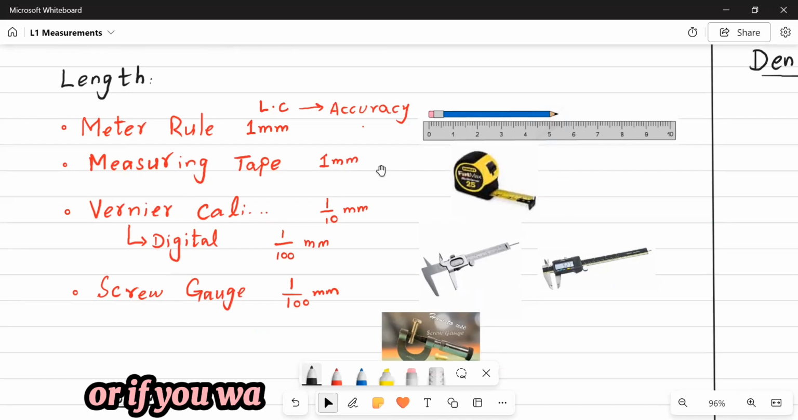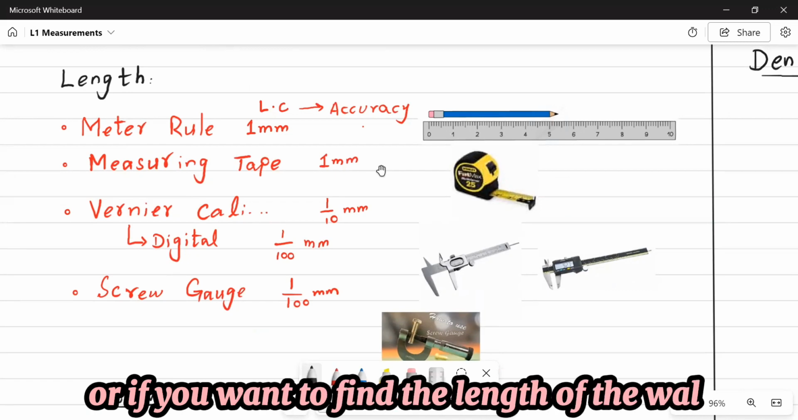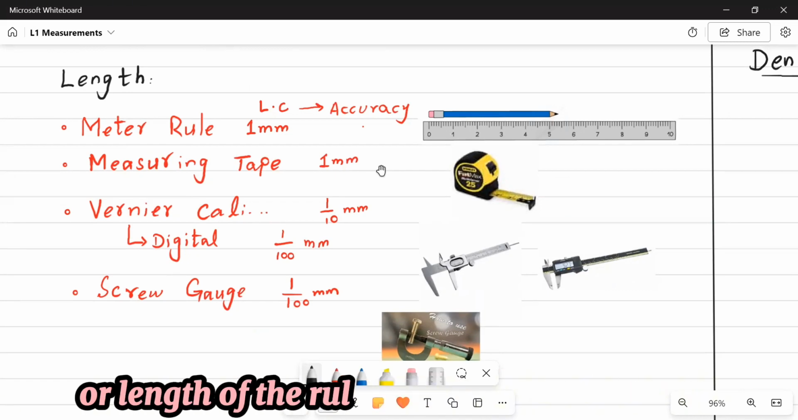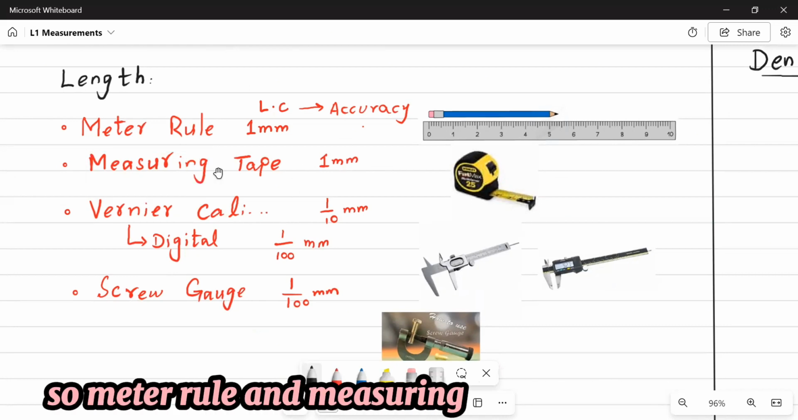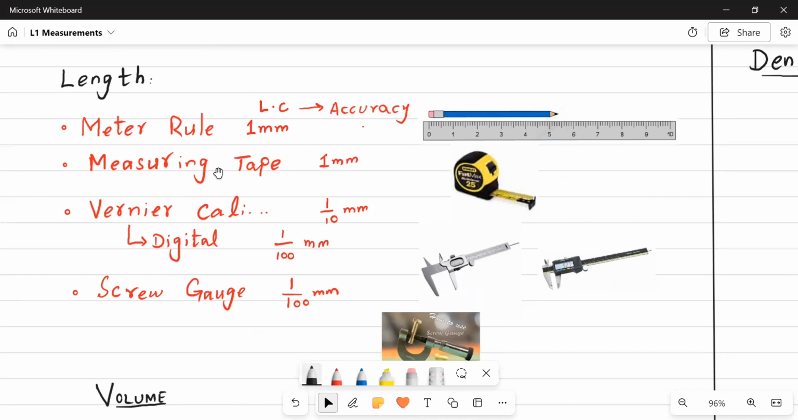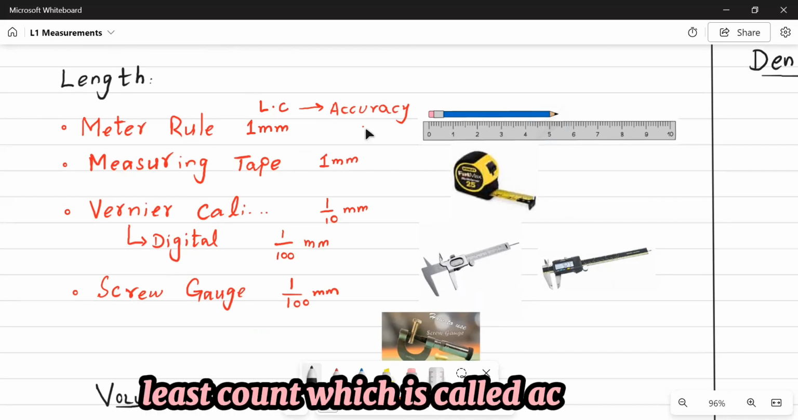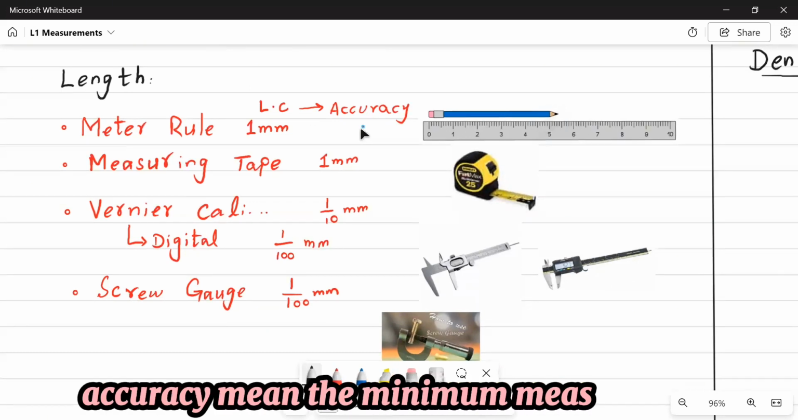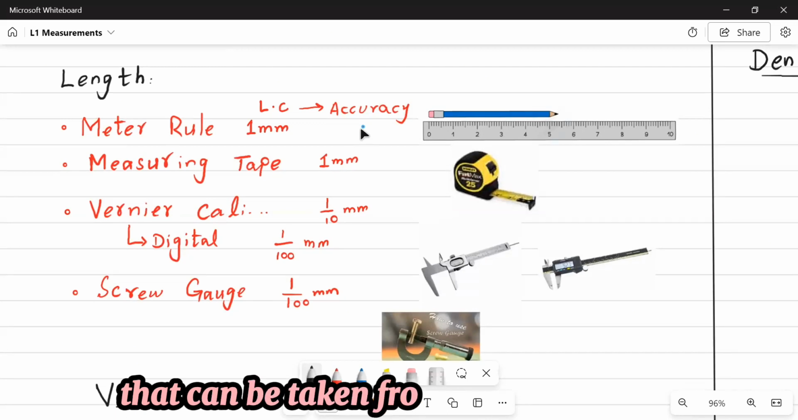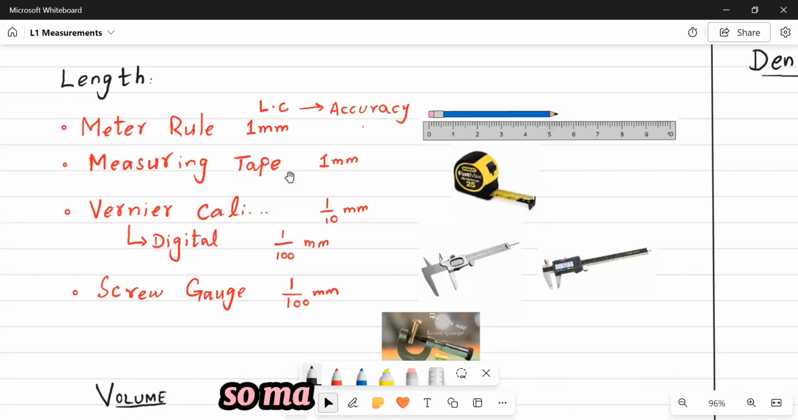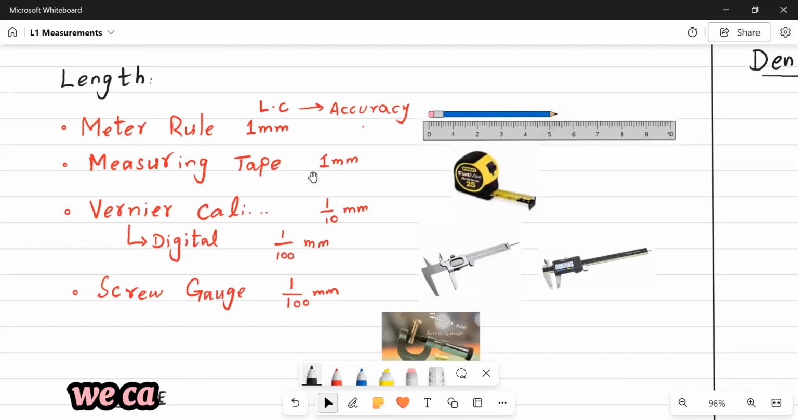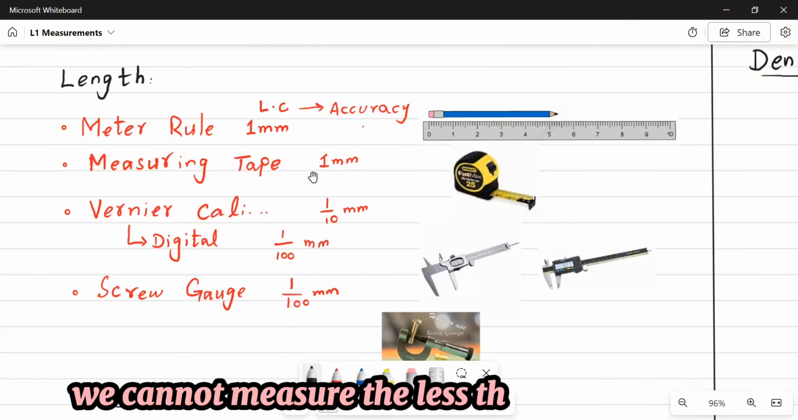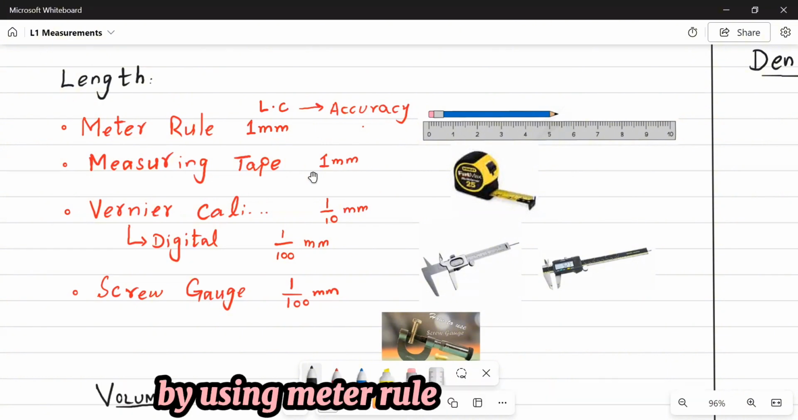Or if you want to find the length of the wall or length of the road, you will use a measuring tape. So meter rule and measuring tape have the same least count, which is called accuracy. Accuracy means the minimum measurement that can be taken from any instrument. So with measuring tape and meter rule, we can measure a minimum of 1 millimeter. We cannot measure less than 1 millimeter by using a meter rule and measuring tape.